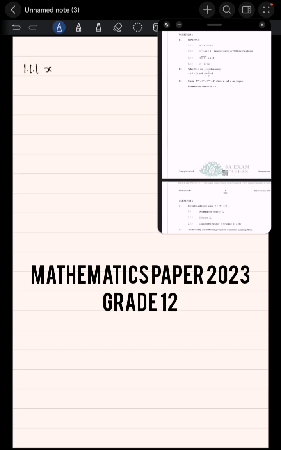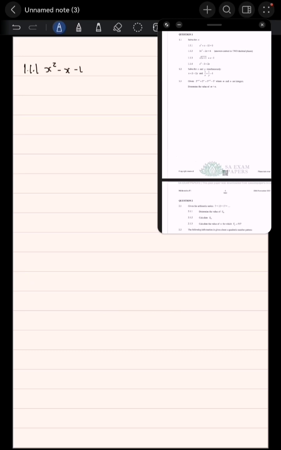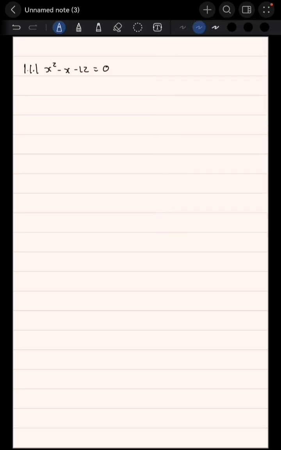You are given x squared minus x minus 12 is equal to 0. You are required to solve for x. To solve for x, we are going to use factorization. Factorization means writing an expression as a product of brackets.